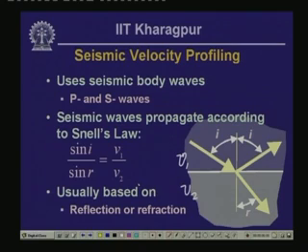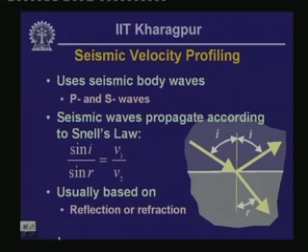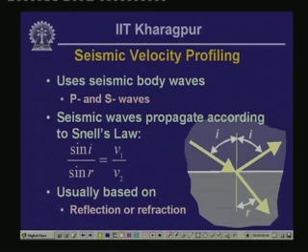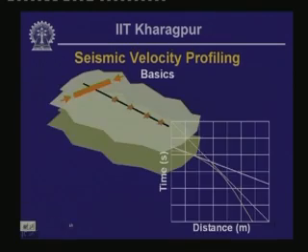Now, seismic velocity profiling is usually based on reflection of seismic waves. The reflected wave is the one that is shown there, and the wave below is the refracted wave. This is known to you from preliminary physics courses. So basically, we make use of reflected waves and refracted waves. How we do that is going to be explained in the next little bit.